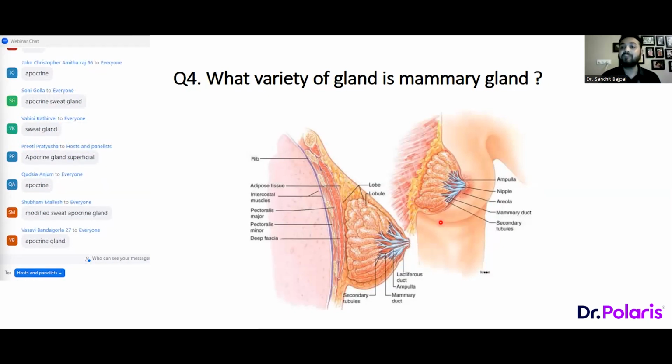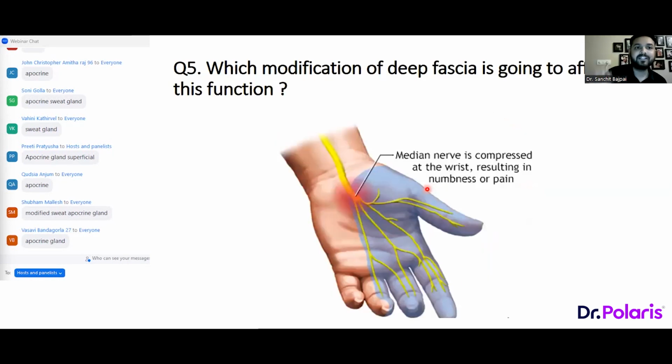So it is a modified sweat gland. Okay, students, remember this part. Modified sweat gland, apocrine variety. Just simple as that. So it is in the superficial fascia. This is one of the glands which is present in the superficial fascia. Correct? Right. Now, next question is, which modification of deep fascia is going to affect this function?